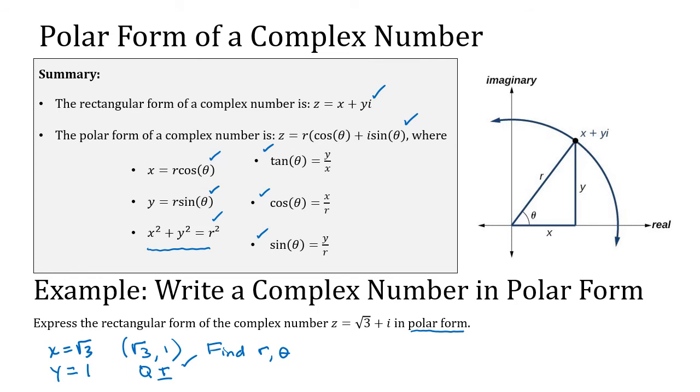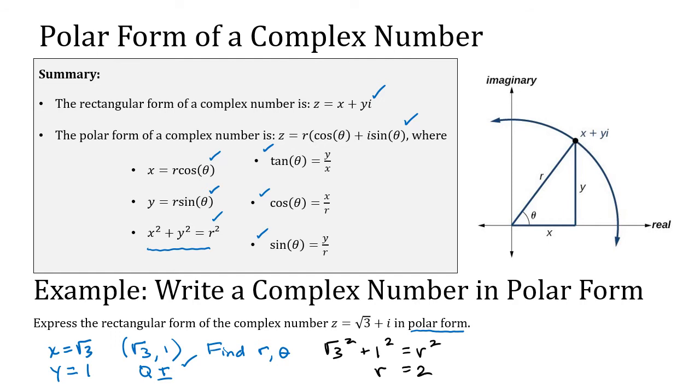All right, so let me change colors to make this look not quite so messy. I'm going to say that x to the second power, or square root of 3 to the second power, plus y to the second power, which is 1 to the second power, is equal to r to the second power. Now, what does that equal? Well, square root of 3 squared is 3. 1 squared is 1, 3 plus 1 is 4, and the square root of 4 is 2. So that turned out nicely. My r value is 2.